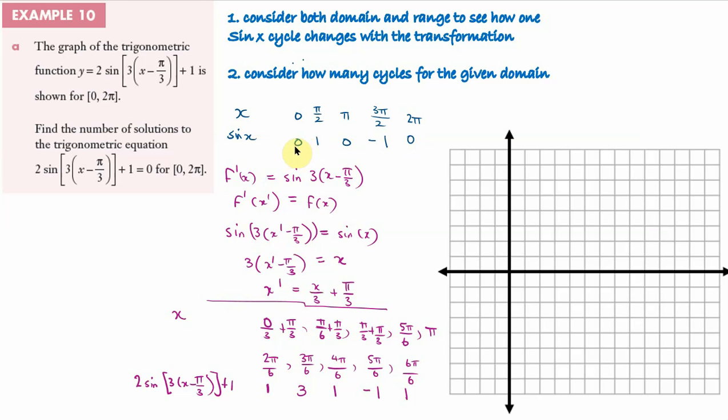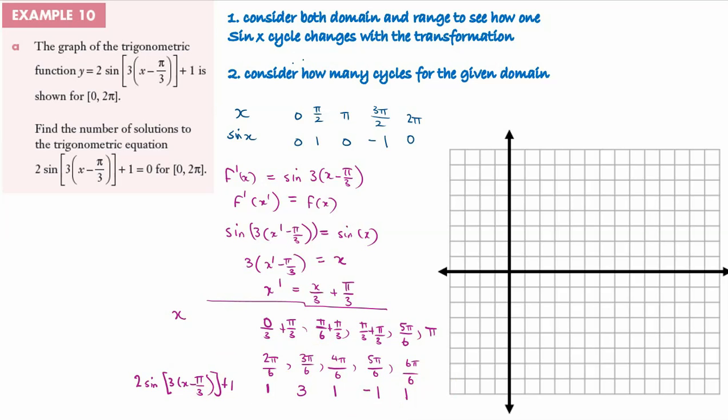So if we look at those vertical transformations, we're multiplying by 2 and adding 1. Zero: multiply by 2 and add 1. 1 times 2 is 2, add 1 gives us 3, and so on. 2 times minus 1 is minus 2, add 1 is minus 1. So there's our transformed sine function. We can graph that for one cycle.